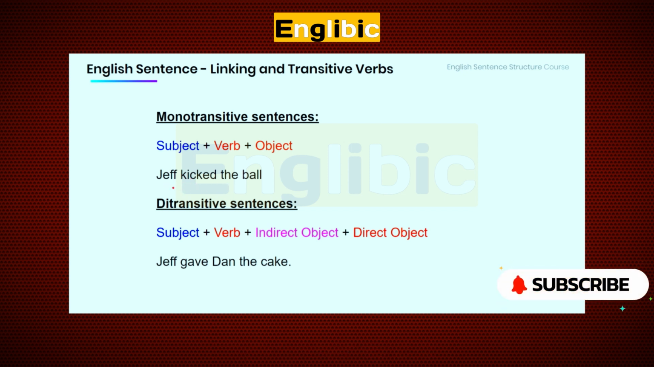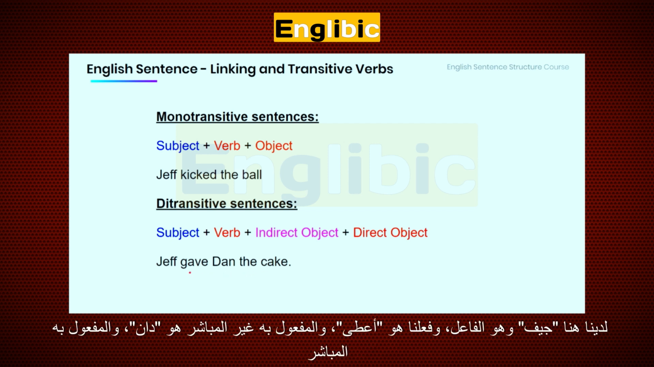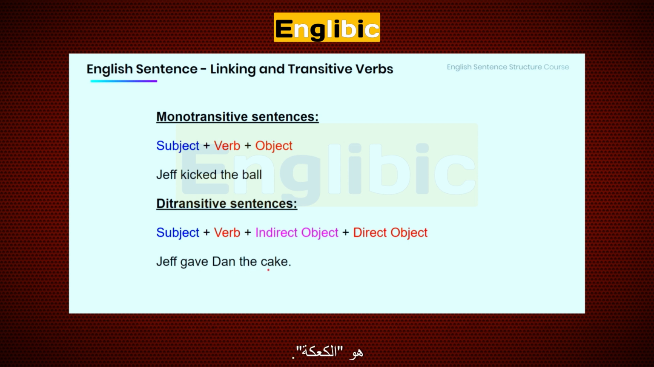There's a connection. The ditransitive sentences, okay, will have this subject, verb, indirect object, and finally, direct object. So you see here, Jeff gave Dan the cake. So here, we have Jeff is our subject. Our verb is gave, okay? The indirect object is Dan, and the direct object is the cake.